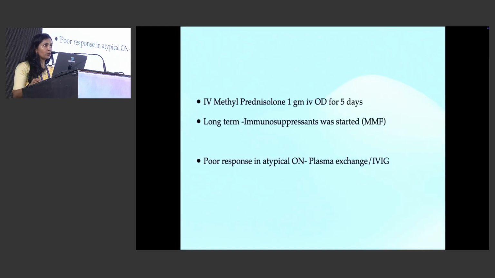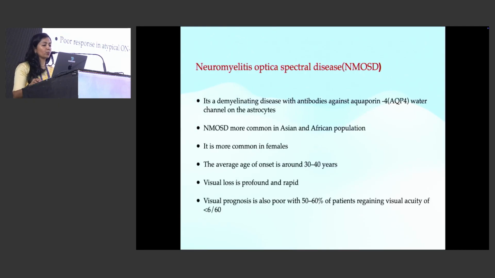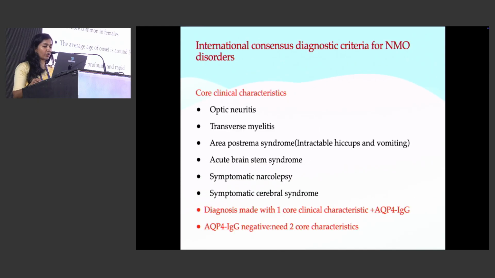What we should know is that cases of NMO sometimes don't improve with IVMP. In such cases, they should undergo early plasma exchange under the care of neurologists. It's important to differentiate and diagnose NMO, because patients who are started on interferons will worsen with interferons if it is NMO. So what is NMO? It's a demyelinating disease, more common in the Asian population, with vision loss which is severe and rapid, and with a worse visual prognosis if not treated.